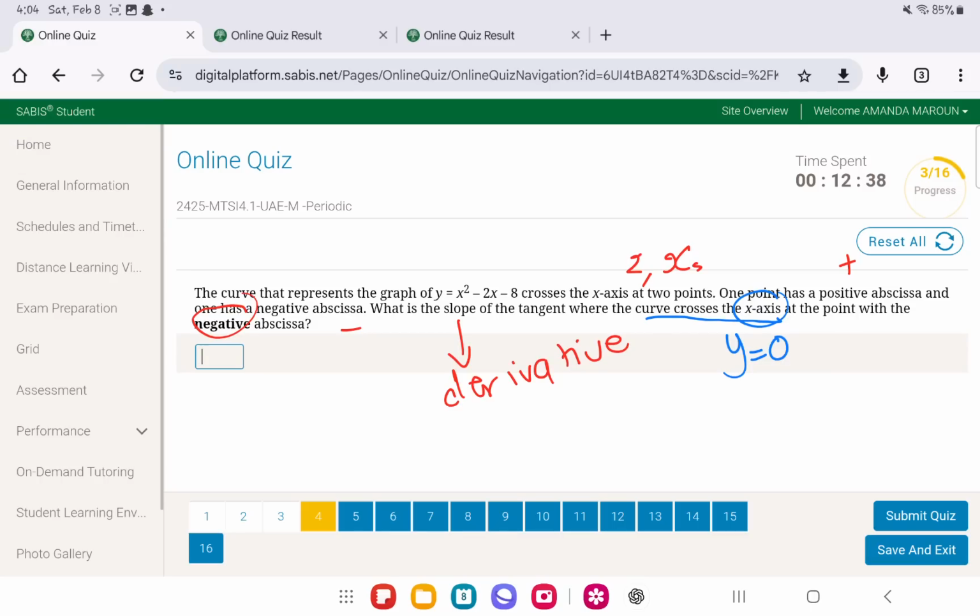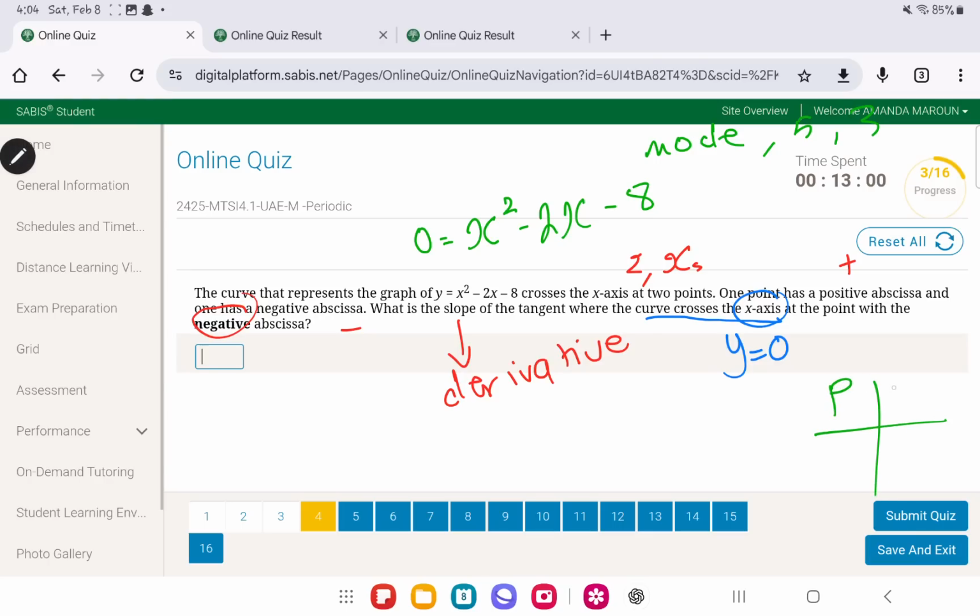To find the points, very simply, you're gonna substitute y with 0, so 0 is equal to x squared minus 2x minus 8, and then you solve it. For the people that have a calculator that allows them to use the mode, then 5, then 3, please do use it, okay? For the people that don't, you just have to apply the product-sum rule.